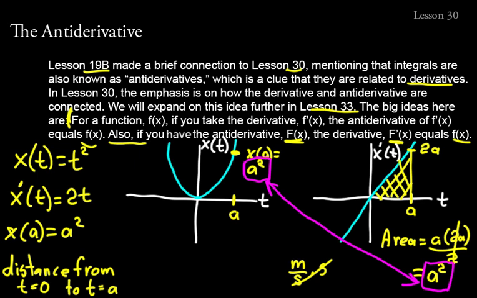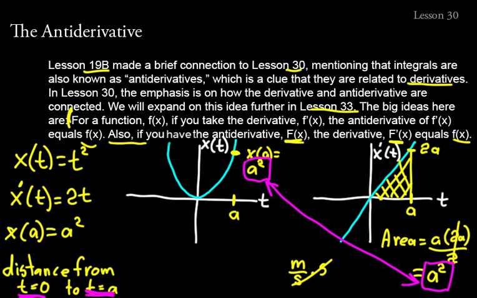So one way to think about this is the antiderivative of x prime of t, which is the area under the curve, gets us back to what x of t is. And that works if we specify an interval, which in this case was from t equals 0 to t equals a. We have to specify an interval on that. But we don't always want to start at 0, right? For this example, that gave outputs of 0 for both x of t and x prime of t.